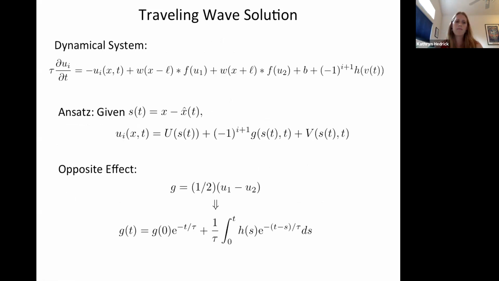Okay, so this is just a reminder of our dynamical system. We begin our analysis with the ansatz that ui is capital U plus or minus G plus V. So we have an opposite effect and then a shared effect. To analyze the opposite effect, we look at the difference in the two states, and we find that G is flat spatially, and it tracks the self-motion input H.